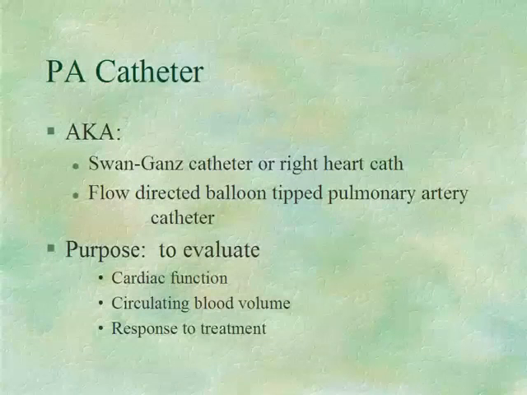Your pulmonary artery catheter is also known as your Swan-Ganz catheter, or your right heart catheterization catheter. It is also called a flow-directed balloon-tipped pulmonary artery catheter. That's why it's usually referred to as a Swan.